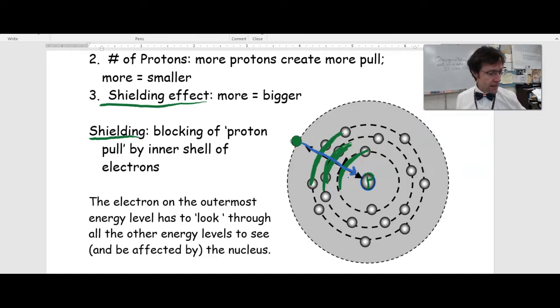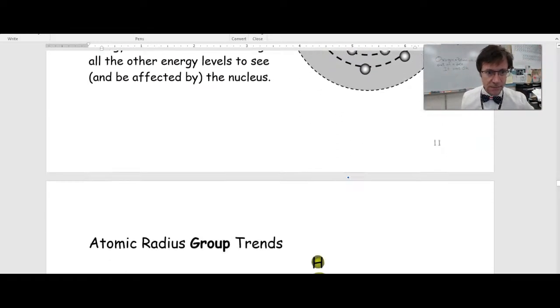It's almost like going to a football game and there's 5 rows of people in front of you, in between you and the game, so you can't see the game. Why? Because they're physically blocking you. That's a lot like what shielding is.